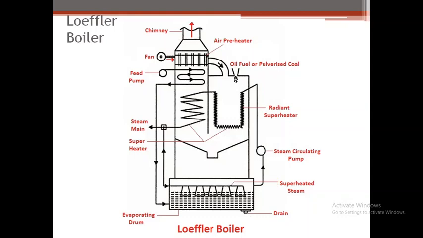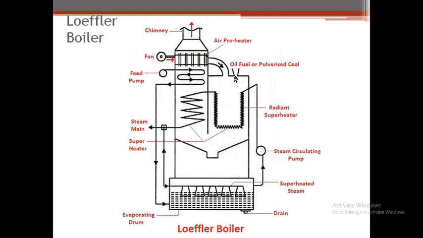Next is the centrifugal pump or steam circulating pump. What it does is circulate the steam which is inside the boiler. The location of this pump is in between the evaporating drum and the radiant superheater. This is the location of this steam circulating pump or centrifugal pump.